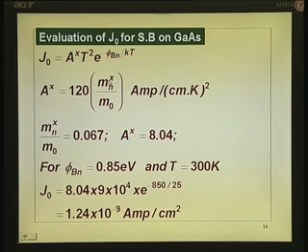This quantity m star by m naught is 0.067. A star turns out to be 8.04. Once you put A star as 8.04, and T at room temperature 300 degrees Kelvin, 300 squared, you get 9 into 10 to the power of 4 into e to the power minus q phi_Bn by kT. I take q phi_Bn as 0.85 electron volts, close to that, with EF merging with E naught. So you get 1.24 into 10 to the power of minus 9 ampere per centimeter square. Just remember this number, it is about 10 to the power minus 9 amperes per centimeter square.